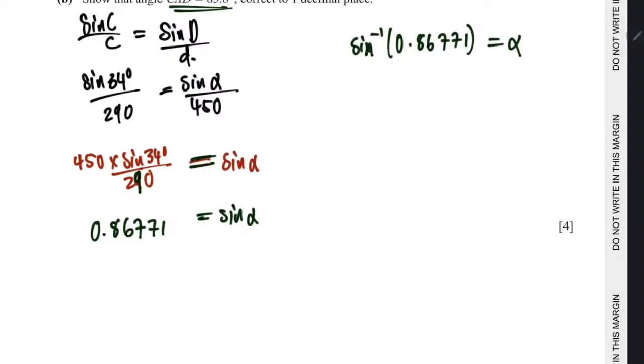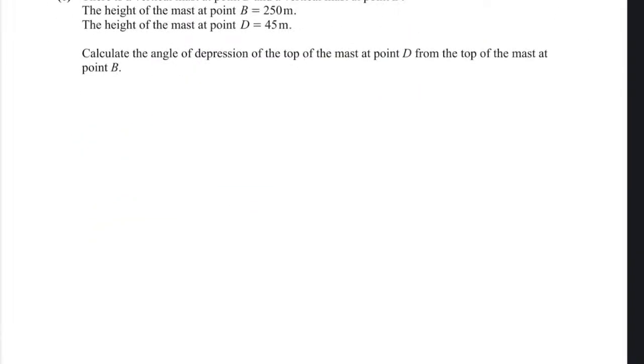All right. Now, there's more. This is a six-mark question. Let's see what it says. Calculate the angle of depression of the top of the mast at point D from the top of the mast at point B.